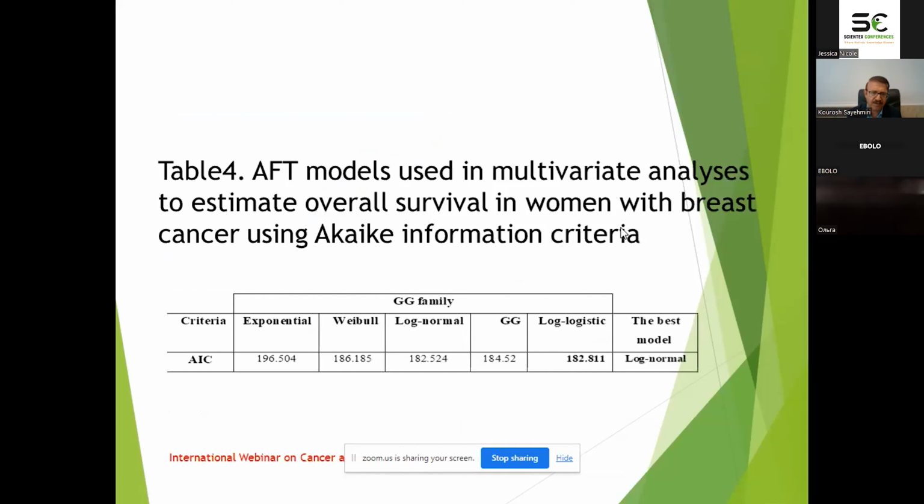When we want to use accelerated failure time models, AFT models, in multivariate analysis, we use the AIC criteria. I compare exponential, Weibull, log-normal, generalized gamma, and log-logistic. Are these models AFT models? When the PH assumption is not met, we can use these models. Here it shows log-logistic is the best model; log-normal and Weibull have AIC values that are close together.